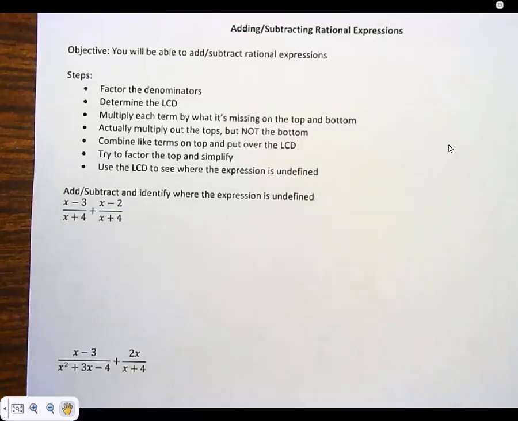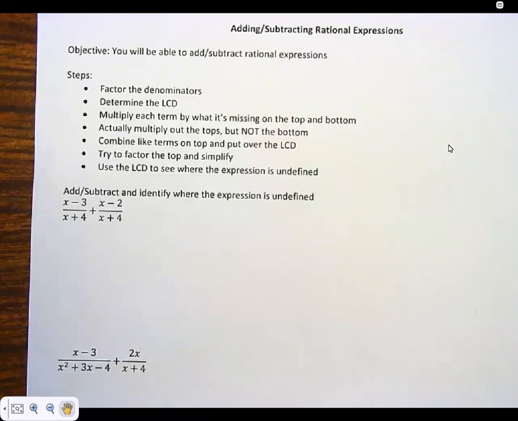All right, so you add and subtract rational expressions the way that you add and subtract regular fractions, meaning that you need to find a lowest common denominator. So here you're asked to add and subtract and then identify where the expression is undefined, meaning you're going to have to do the slashing thing where you set the bottoms equal to 0 and slash all your equal signs.